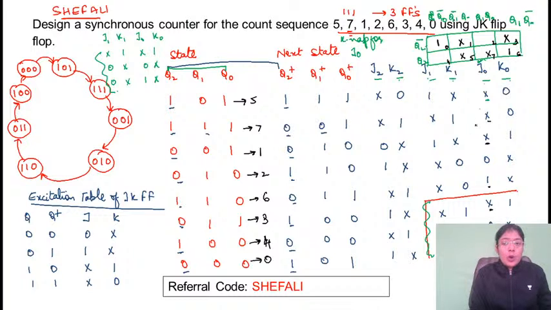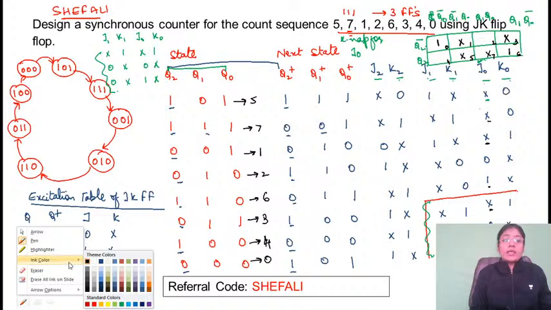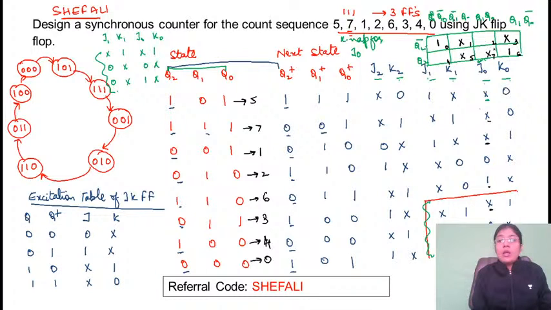Now can you form a quad? You have to minimize the equation. Can you form a quad? Quad is not possible here. So in order, we have to cover all the ones. So this can be covered using the pair.